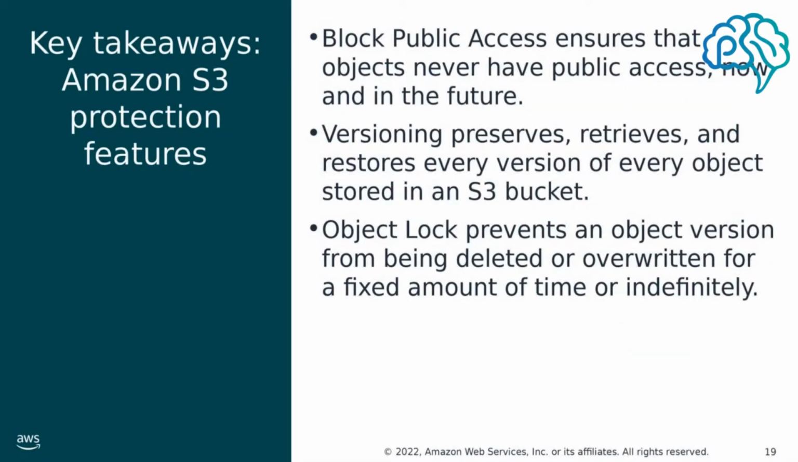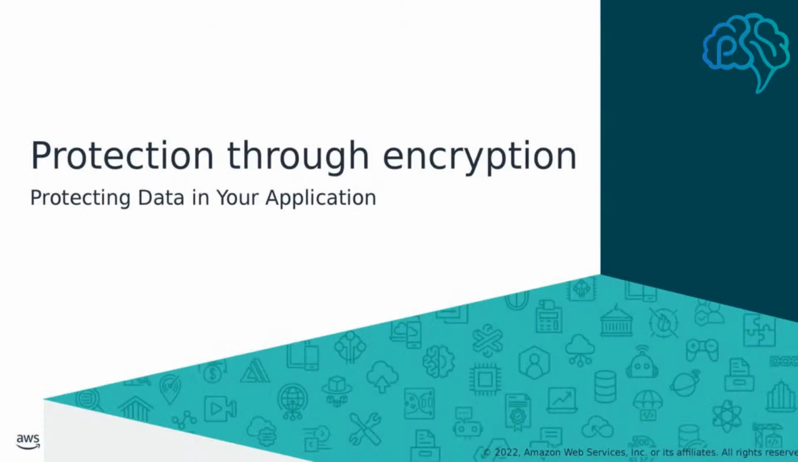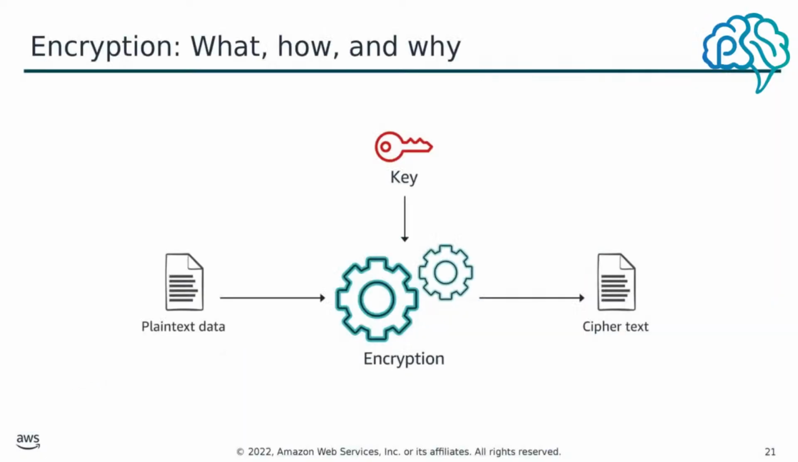So the big takeaways in terms of what we covered are that you want to block public access to make sure that objects never have public access now or even in the future. And that would be really a system-wide consideration. You also want to version things so that you can retrieve and restore every version of the object stored in S3. And you also want to have object lock so that you're preventing people from deleting or overwriting for either a fixed amount of time or even in some cases indefinitely. So the next thing to consider would be protection through encryption. Let's go ahead and talk about that.